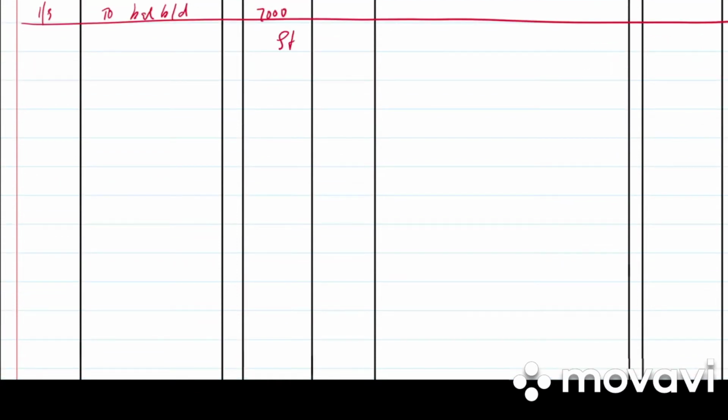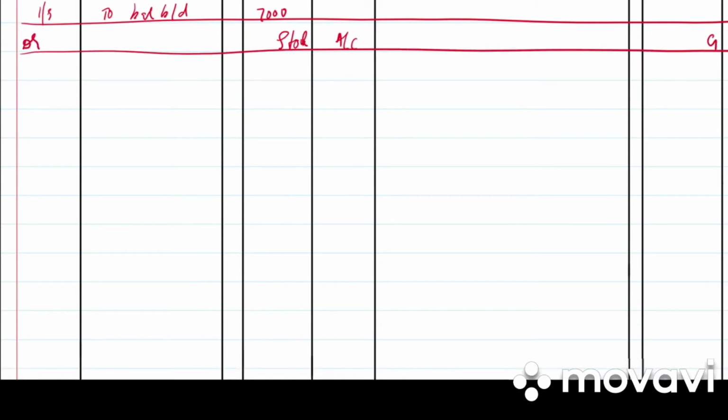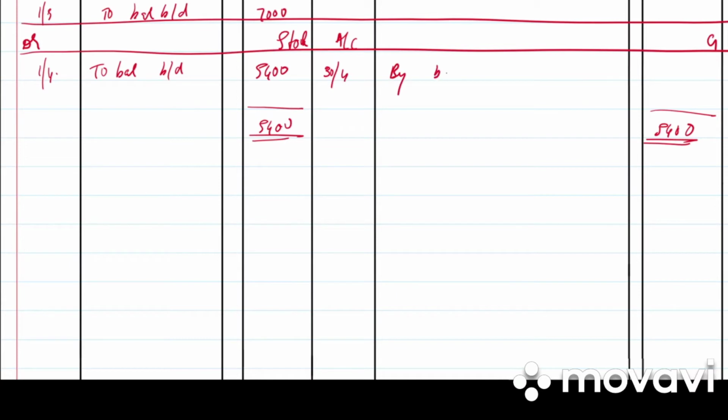After this we prepare the stock account. Again draw the format: date, particulars, JF, amount, date, particulars, JF and amount. 1st April we have to balance brought down 5,400. Total this we get 5,400, 5,400. On 30th April we have by balance carried down 5,400. On 1st May to balance brought down 5,400.